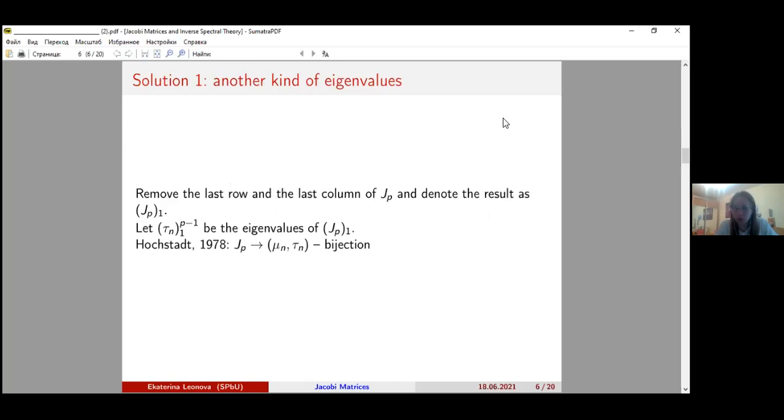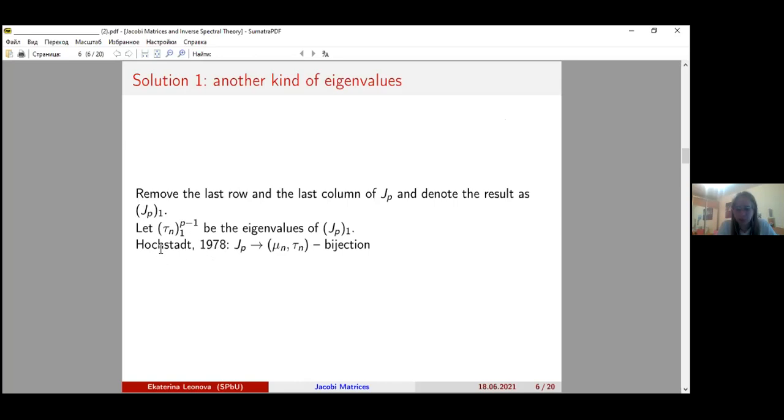The first solution is to take another kind of eigenvalues. What are we going to do? We're going to take our matrix and remove the last row and the last column. And so this matrix will be called GP with a 1 on the downside, and we will denote its eigenvalues as tau n.